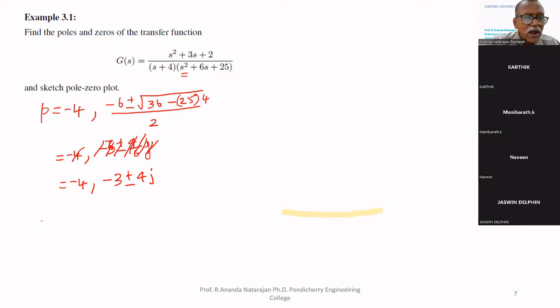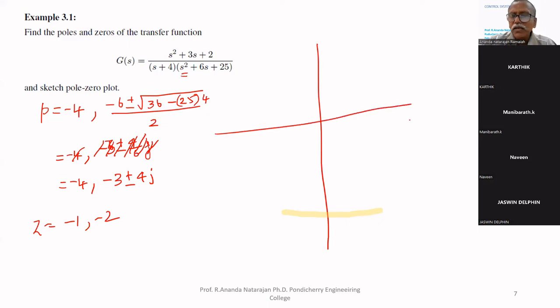So these are the poles. The zeros are -1 and -2. In the S plane, -4 at this point is one pole. The other poles are at -3 plus and minus 4j.